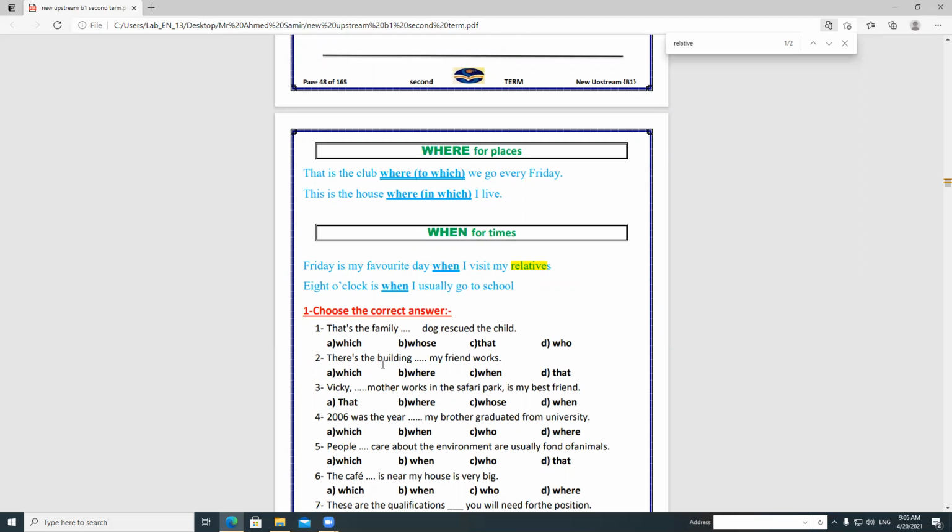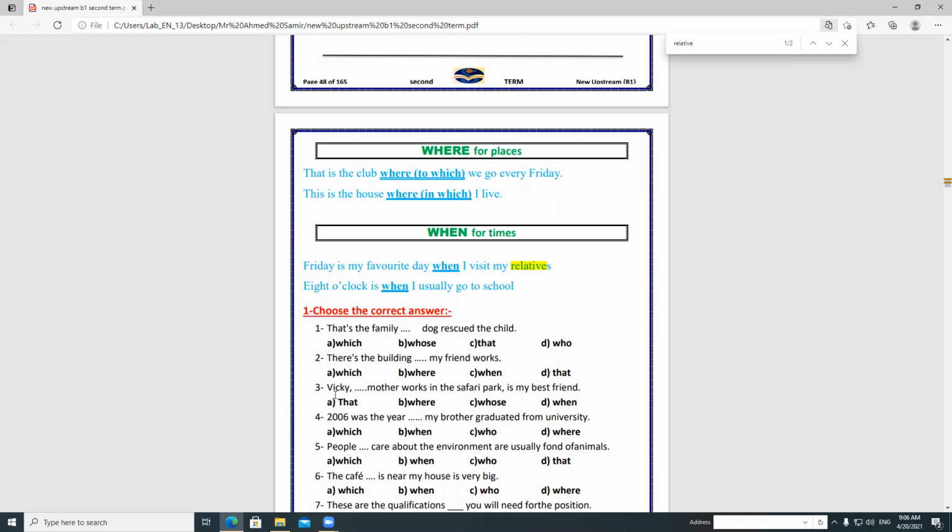Now, the first one, that's the family blank dog rescued the child. Here, try to solve this question. Yes, we can use whose because here there is possession. That's the family whose dog rescued the child. So we are talking about the family's dog. So here is a possession. The second one, there is the building blank my friend works. So here we are talking about the building as a place, not something. So here we have to use the relative pronoun where. Okay, so there is the building where my friend works because I'm talking about a place.